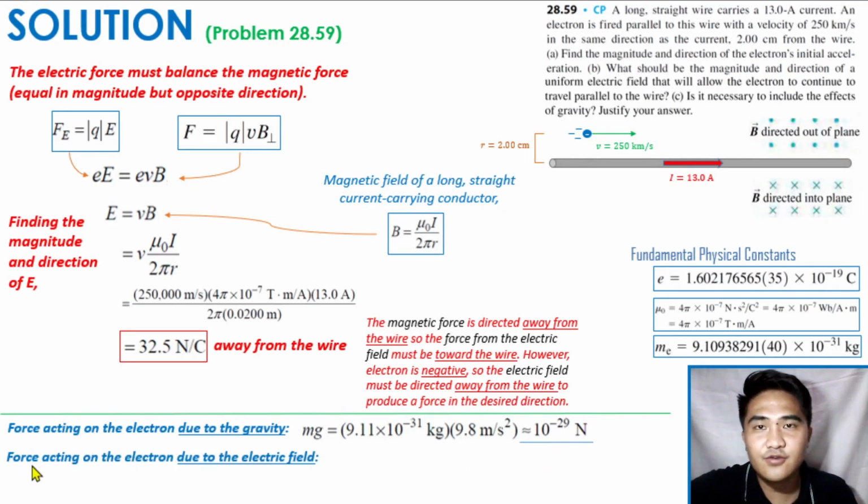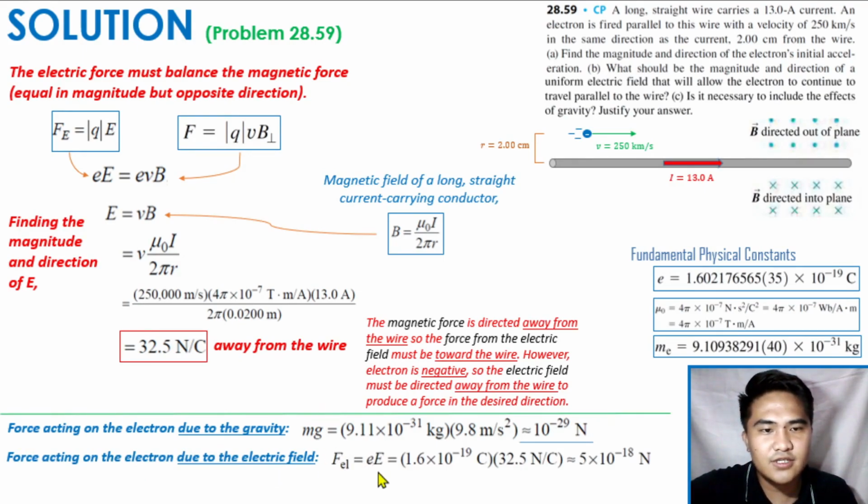On the other hand, the force acting on the electron due to the electric field is given by force equal to charge times the electric field. So the charge of the electron is 1.6 times 10 to the negative 19 Coulomb multiplied by the electric field, which is 32.5 Newton per Coulomb. This will give us approximately 5 times 10 to the negative 18 Newton.